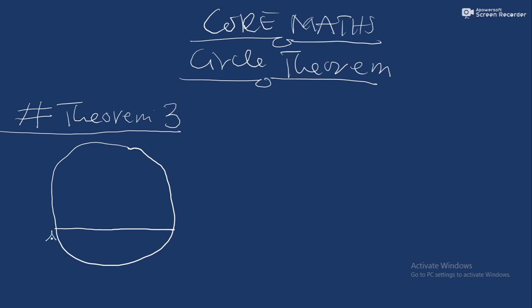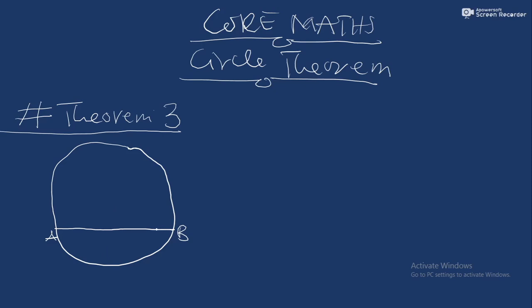So let's label it A and then B. Now you realize that this chord AB has divided the circle into 2 parts. This upper part, that is the bigger side, and this lower part, that is the smaller side. Now we call these parts segments. The bigger part is called the major segment, and the smaller part is called the minor segment.